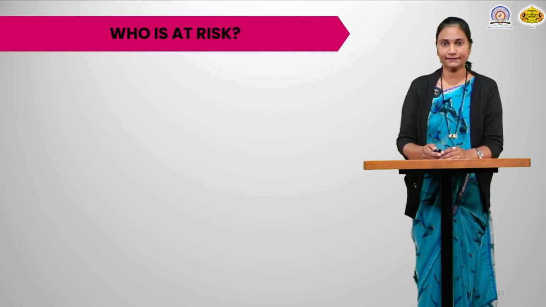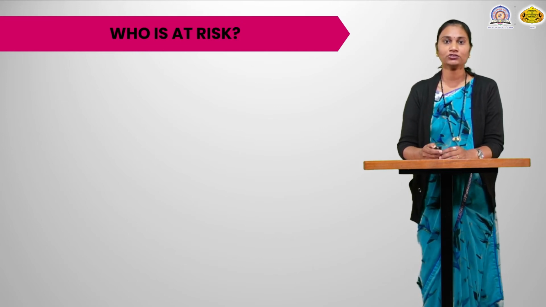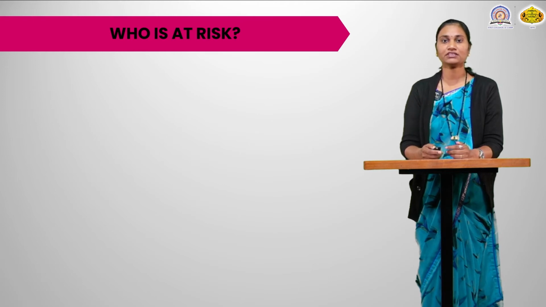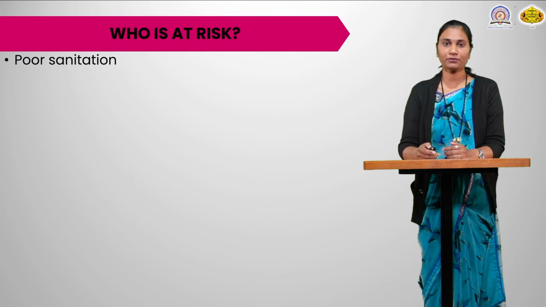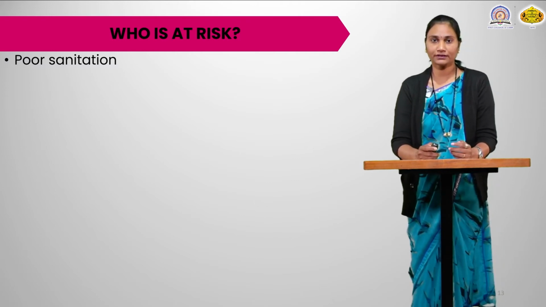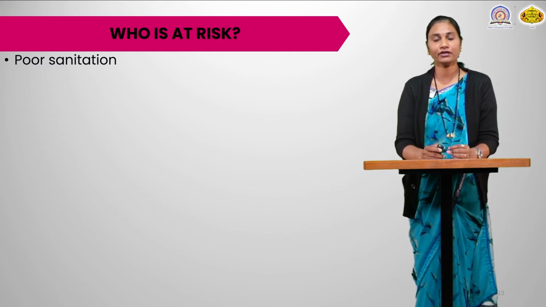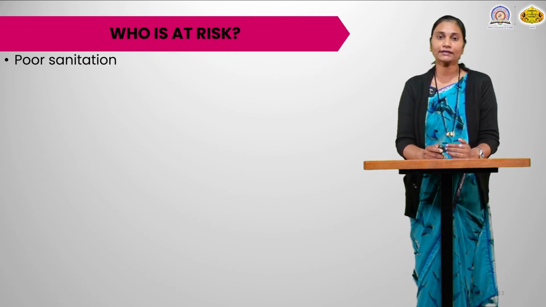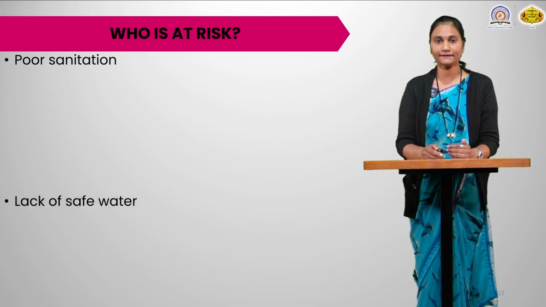Then who is at risk? When we talk about hepatitis A infection, who is generally at risk? This infection generally occurs in poor sanitation. If a person is not maintaining proper hygienic conditions, or if the place where that person or community is living does not have proper hygiene and has poor sanitation, that category of people is at higher risk.